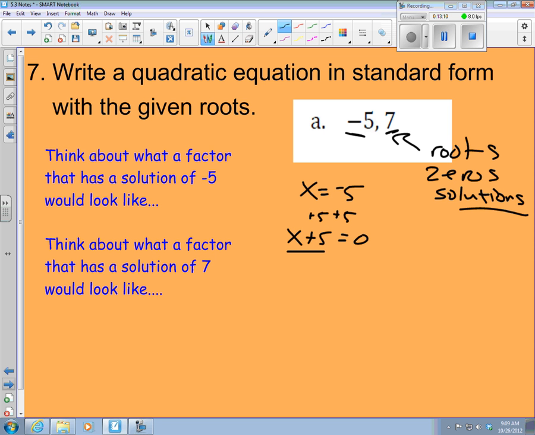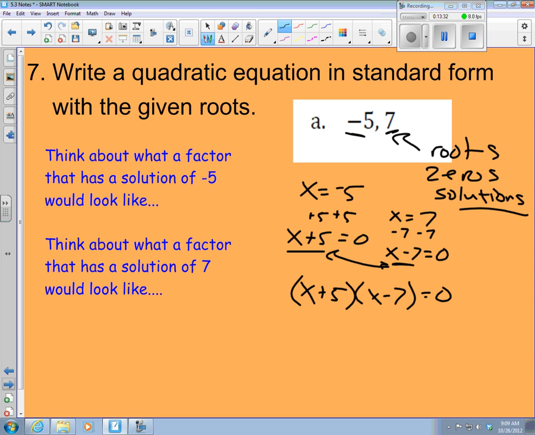And now take the 7, x equals 7. If you subtract 7 from both sides, you get x minus 7 equals 0. There's another factor. So if I want to write this quadratic equation in standard form, I'm going to take my two factors here, x plus 5 and x minus 7, and just multiply them together. X times x is x squared, minus 7x right here, plus 5x, finally minus 35 equals 0.